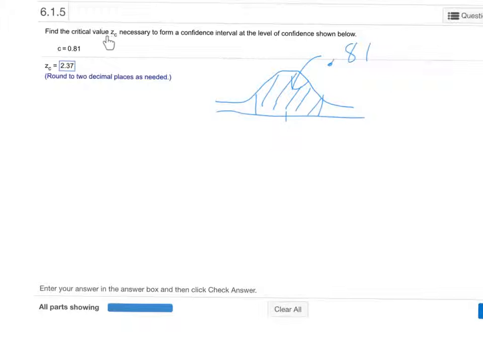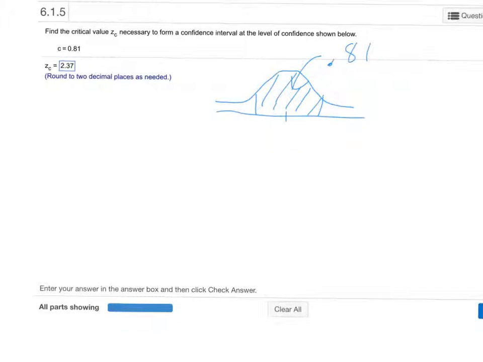You want to find the critical value necessary to form a confidence interval at the given level of confidence. The level of confidence is 0.81, so they're referring to the standard normal curve. I'm trying to draw a normal curve here, and what we're told is this corresponds to an area under it of 0.81. Right here's the mean, and it'll be centered right at the mean.